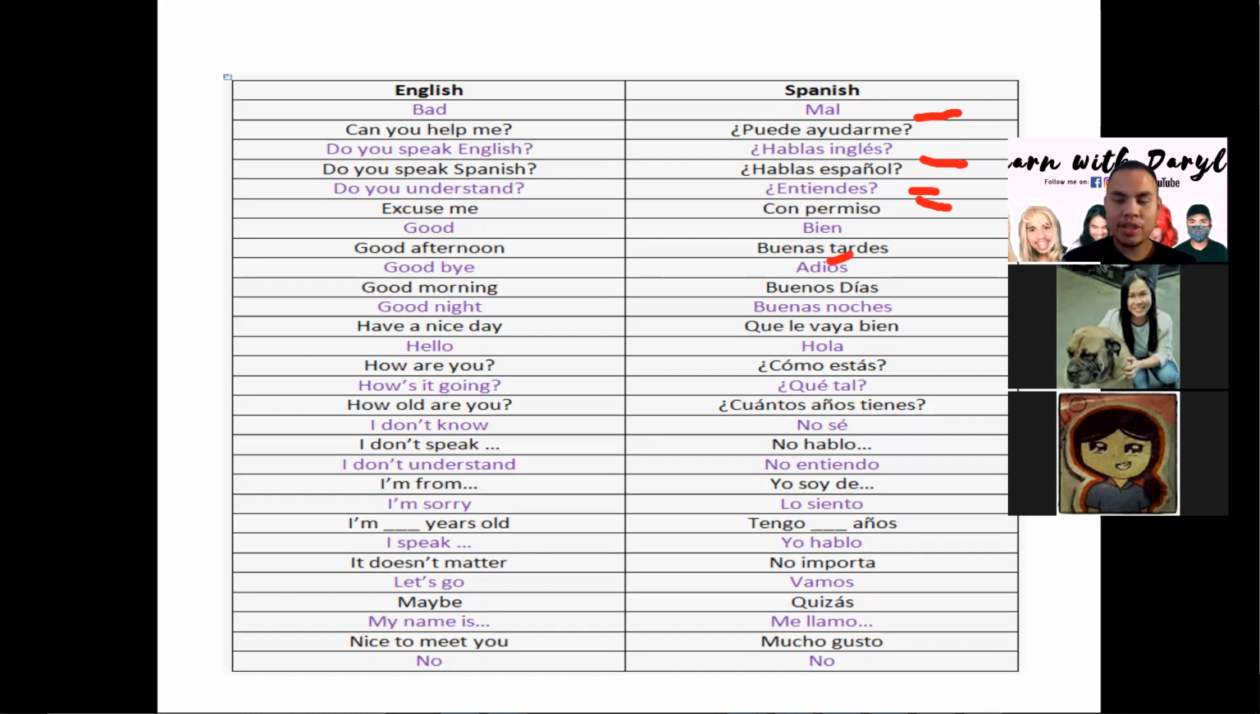Adios definitely should have an accent on top of the O. Okay. Buenas noches. Que le vaya bien. We can also put te because le is the formal form, for usted. ¿Cómo estás? ¿Cómo está? Do you see the cómo? You have to put an accent on top of the O. No sé, no hablo, no entiendo, yo soy de, lo siento, tengo blank años, yo hablo, no importa, vamos, quizás. On top of the A, you have to put an accent.